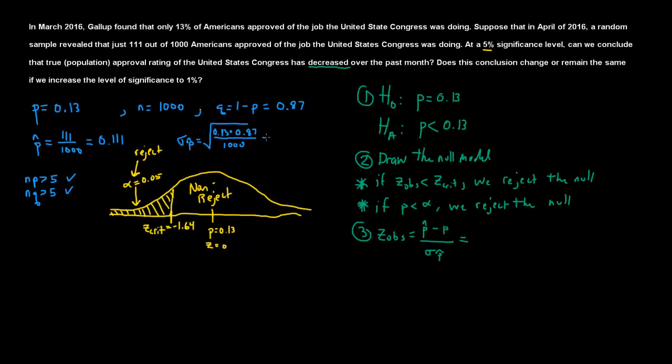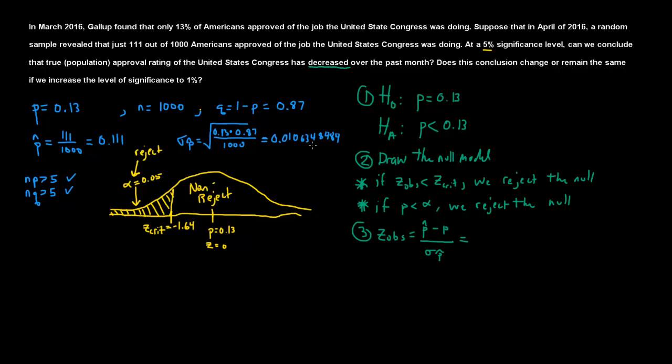Okay, so let's calculate this. I need my calculator. So 0.13 times 0.87 divided by 1,000, then take the square root of that small number. We get 0.010638484. I'll just leave it like that, a bunch of decimals for the time being.